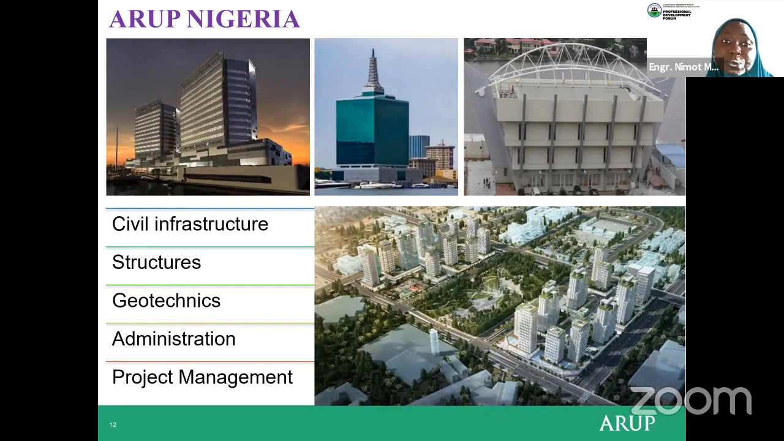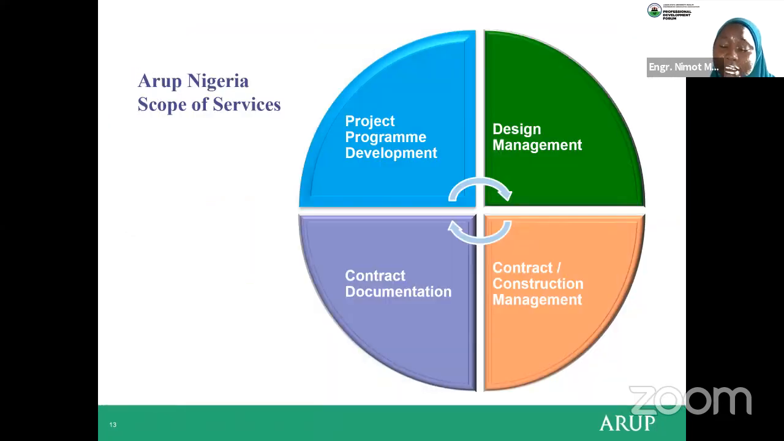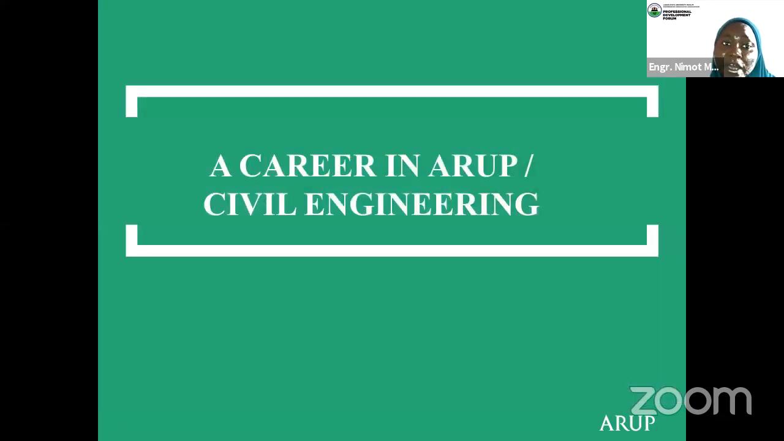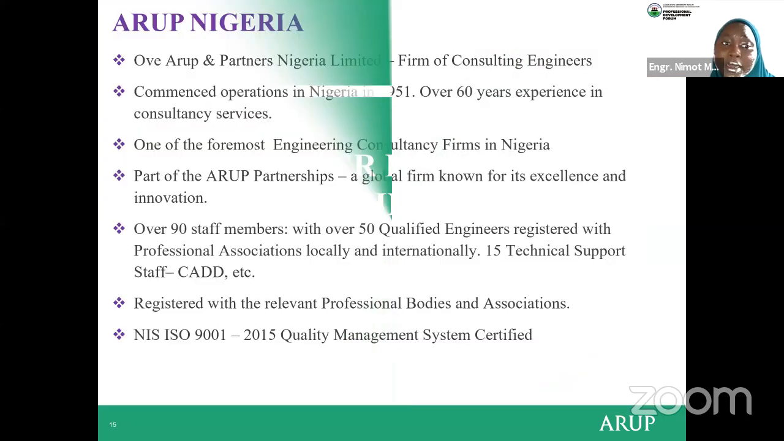So these are some of the projects that we have done. We cover civil infrastructure, which basically covers your roads, bridges, drains, and everything external to the building. We do the structural design itself in all sectors: aviation, oil and gas, geotechnics, administration, and project management. So this is an overview of our scope.